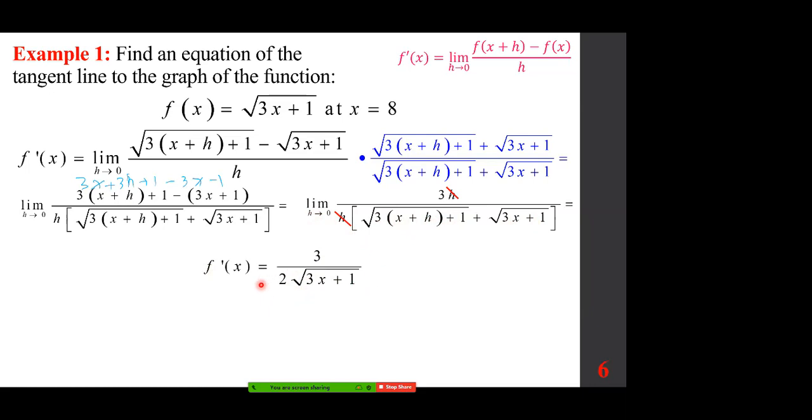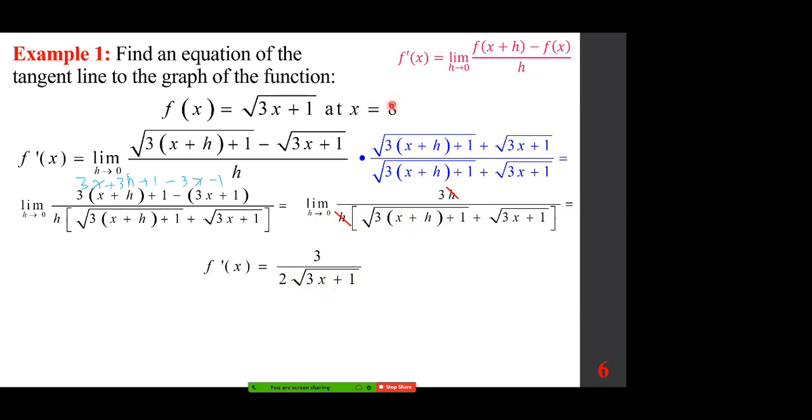Now, what is the slope? What is the pair? We need 2 things. We need the slope and we need the pair. Okay, what is the slope? You plug in 8 in here. I hope you realize 3 times 8, 24 plus 1 is 25. Square root of that is 5, 3 over 2 times 5, or 3 over 10.